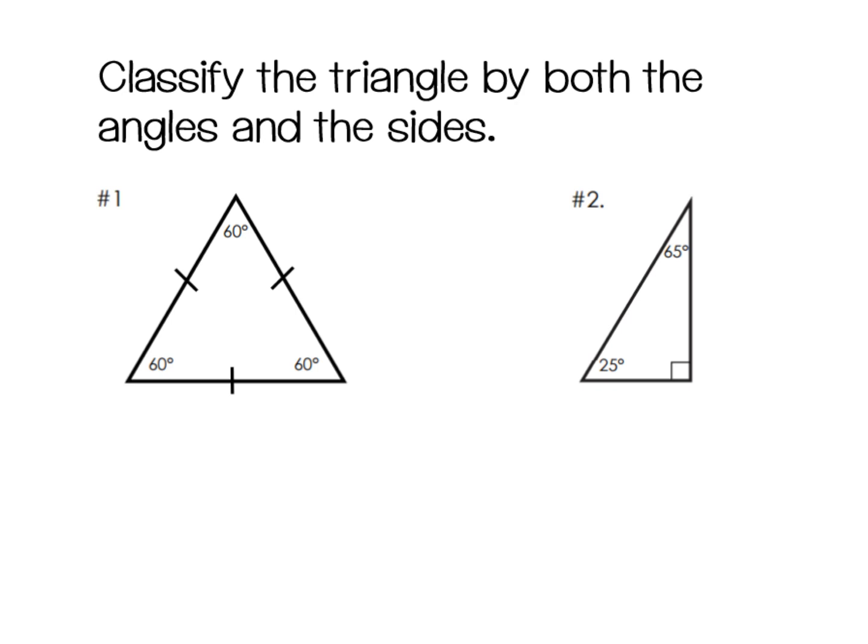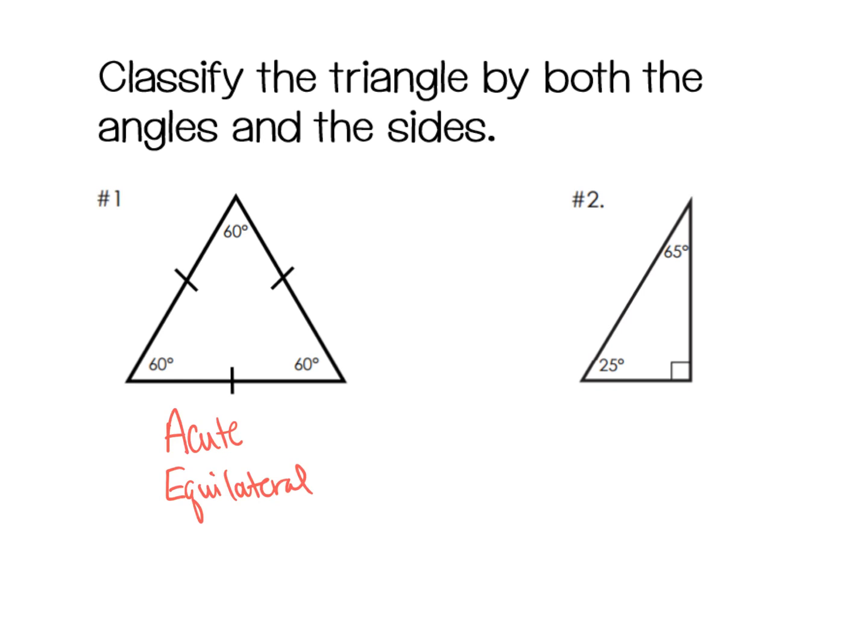All right, so we're going to look at 4 examples. On the first one here, I notice I have a 60, 60, and 60 degree angle. So those are all acute. So I have an acute triangle, and I have 3 congruent sides, which means it's equilateral. So I'm classifying it both by the angles and by the sides.